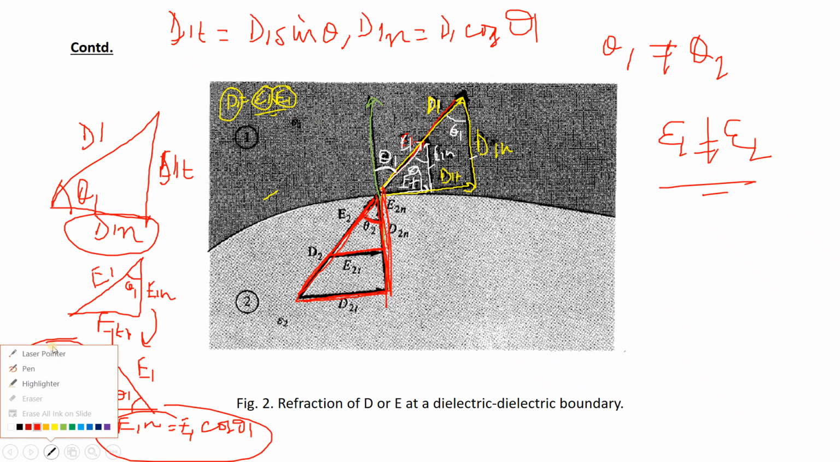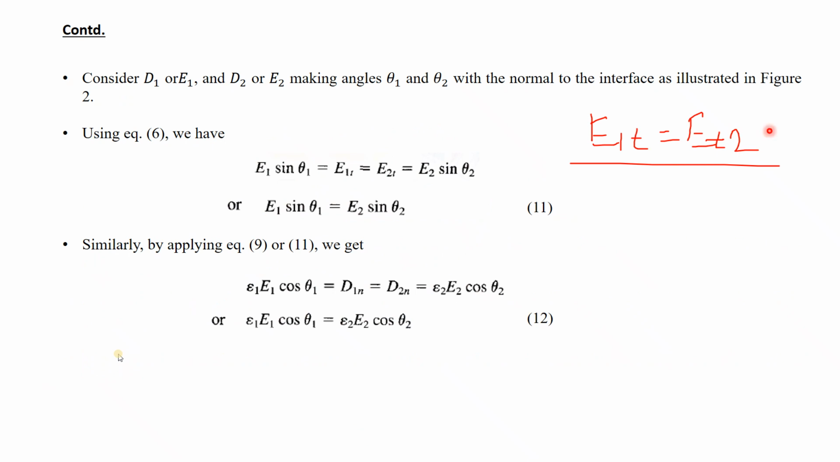Okay, so the thing which I was just explaining: taking this right angle triangle, E1n equals E1 cos theta 1 and E1t equals E1 sin theta 1. Tangential components are equal, so we can write E1t equals E2t. E1t is E1 sin theta 1, E2t is E2 sin theta 2, so E1 sin theta 1 equals E2 sin theta 2.